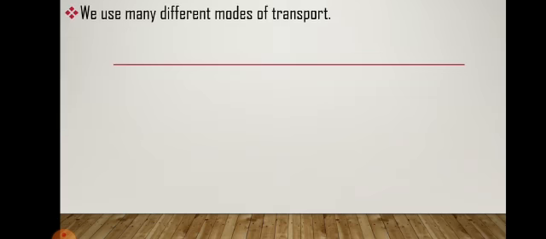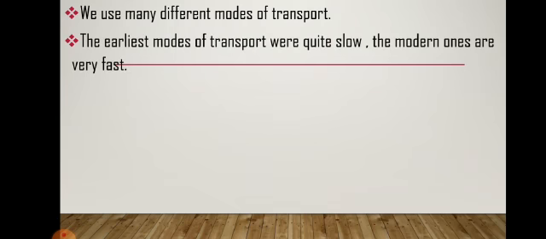We use many different modes of transport. Like nowadays, people go by bus, they have their own vehicles, their cars, they go on scooty, or they go by public transport like trains and planes from one place to another. The earliest modes of transport were quite slow. The modern ones are very fast.